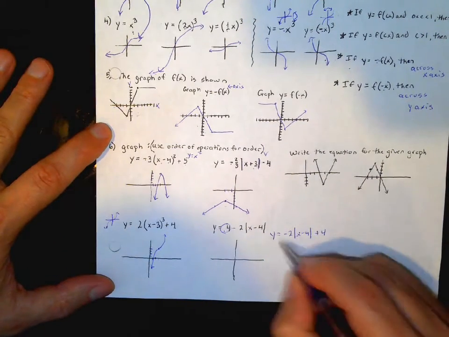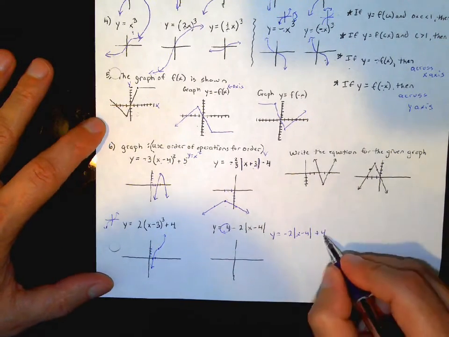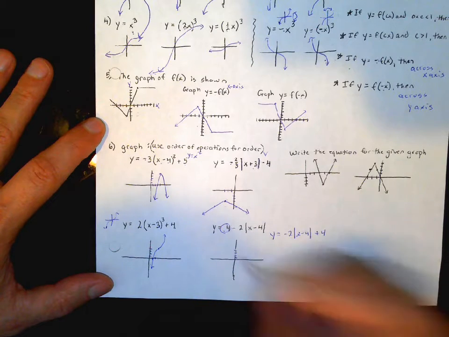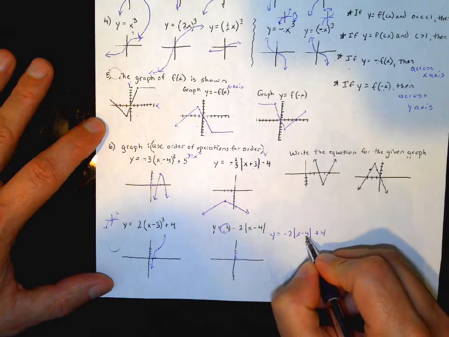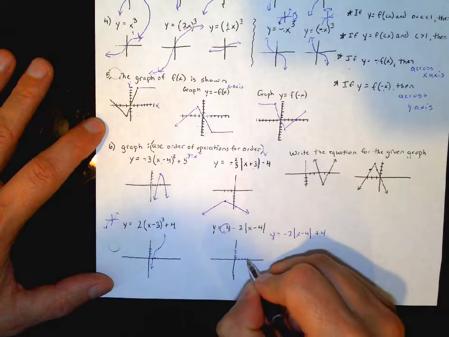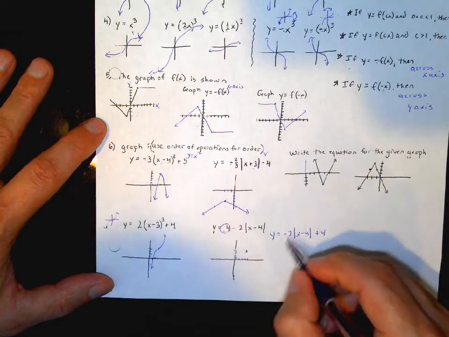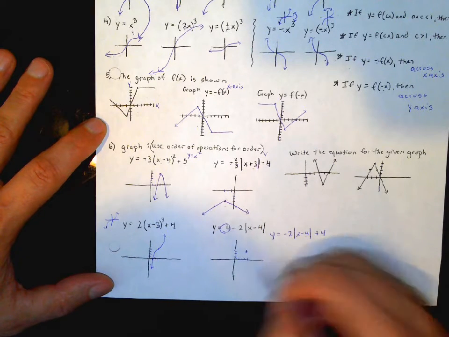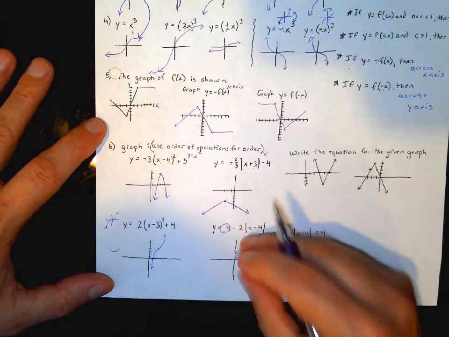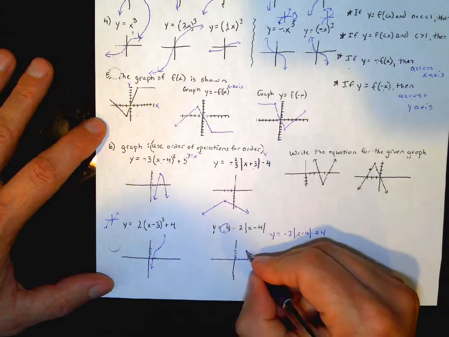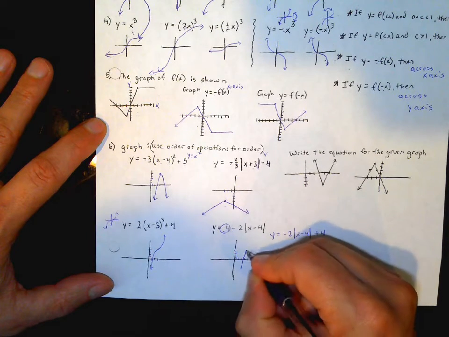So absolute value is a V shape. Plus 4 moves up 4. This 4 moves it plus 4. So we have our vertex there. The negative will open down. And the 2 is a stretch. So it's going to get kind of narrow.